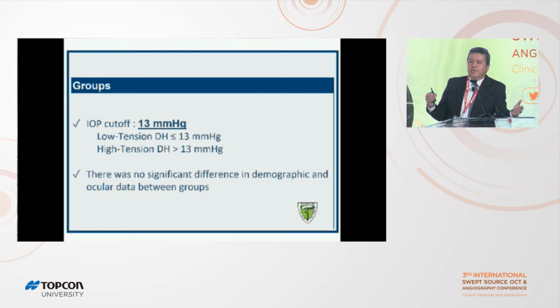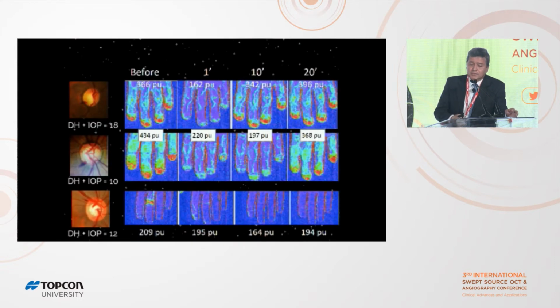Well, we divide the patients that have disc hemorrhage into high pressure disc hemorrhage and low pressure disc hemorrhage with a cutoff of 13 millimeters of mercury. And this is very interesting. Look at the blood flow for the high pressure disc hemorrhage. The recovery is very similar to what we have from control. But for the normal tension or low pressure disc hemorrhage, the recovery takes a long time to get back to what we had before the provocative test.